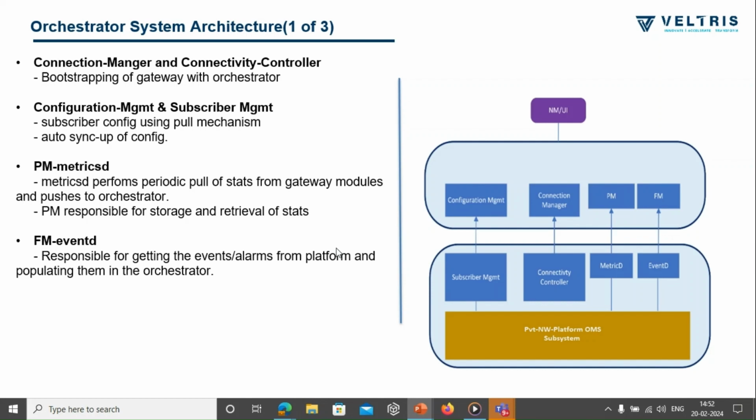Coming back to the PM and matrix D, these are responsible for sending the matrix data from the various network functions on the gateway or the private network platform to the orchestrator. Basically, matrix D performs a periodic pull of stats from the gateway to the orchestrator. Similarly, PM on the orchestrator front is responsible for storing and retrieval of the stats at the orchestrator. Coming to the FM and event D, these components are responsible for sending all the events related to the alarm and the topology towards the orchestrator from the gateway.